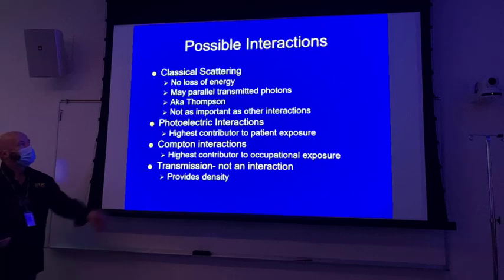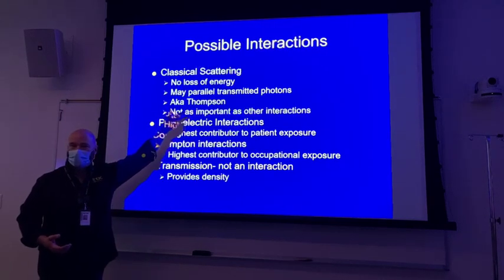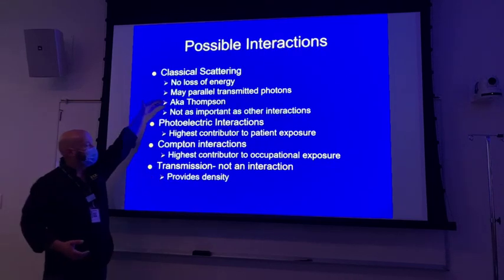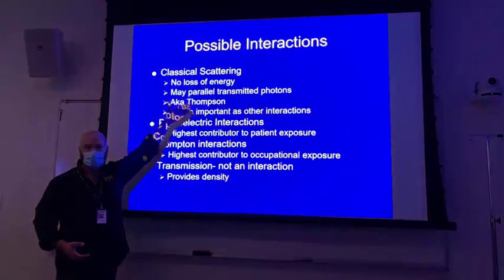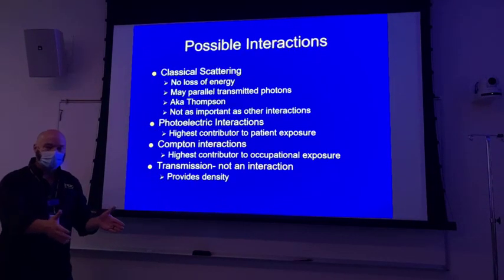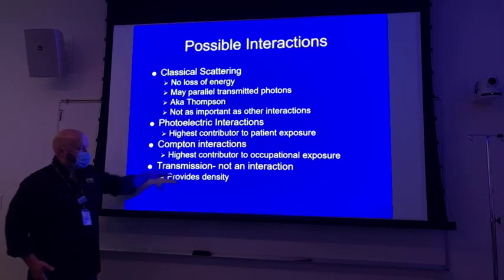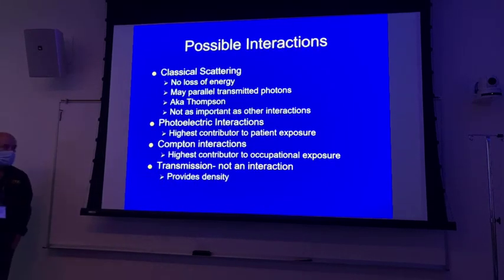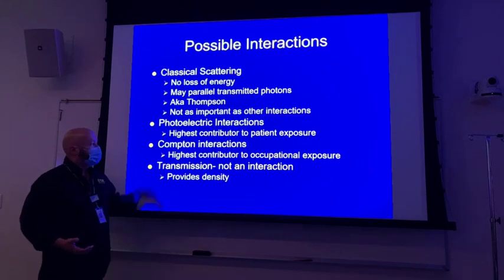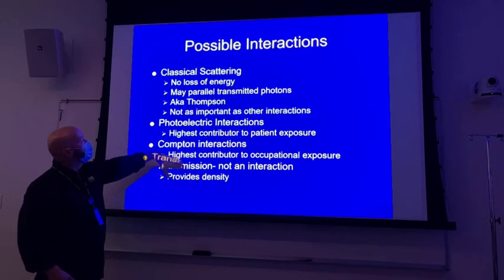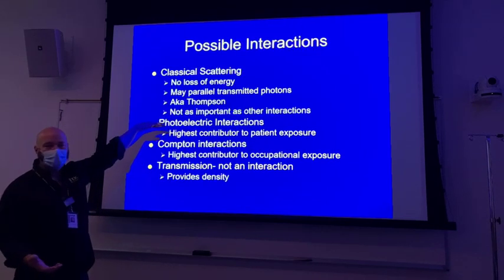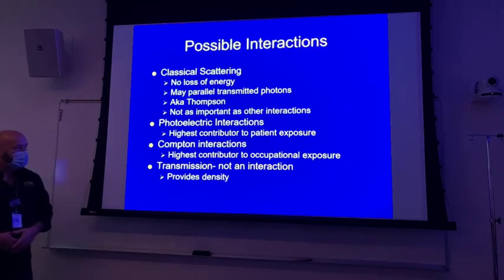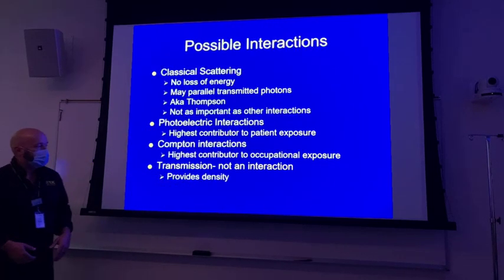You shouldn't be hit by classical scattering because classical scattering should parallel transmission, which means the only time you're going to get hit with that is if you're standing in primary beam or you're standing between the patient and the image receptor, right? Same thing with the transmission. Transmission just provides density. Compton provides density, but also fog. Classical scattering provides some degree of fog, not as much as Compton, and photoelectric gives you those light areas. Negative densities, positive densities.